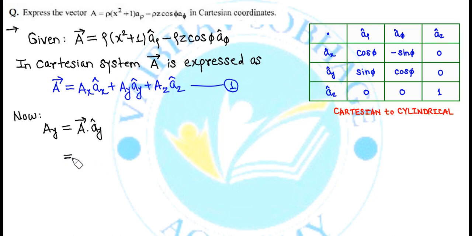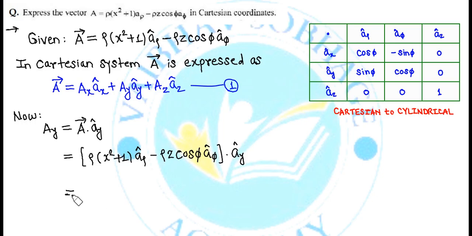Now again rewrite that given vector A. We have that given vector A is equal to rho into x square plus 1 A rho cap, then minus rho z cos phi A phi cap, having the dot product with what? Dot product with AY cap.